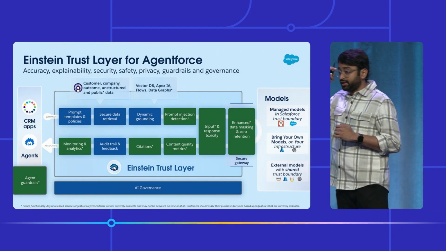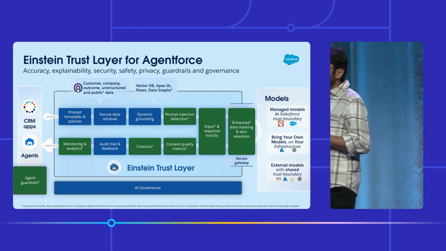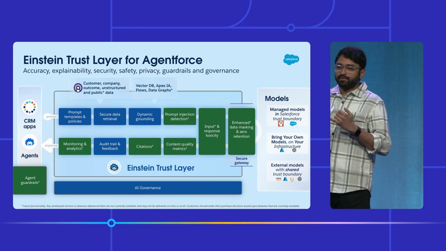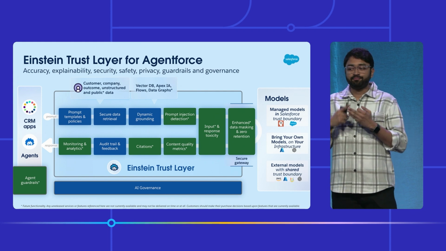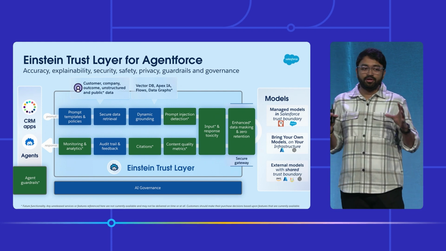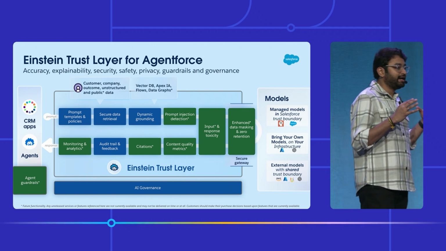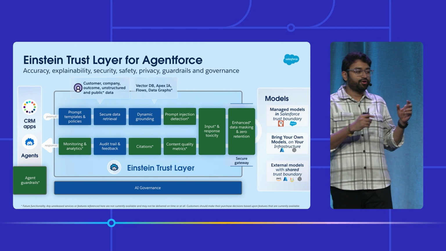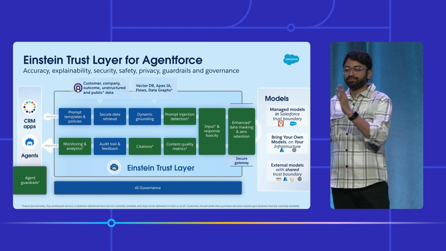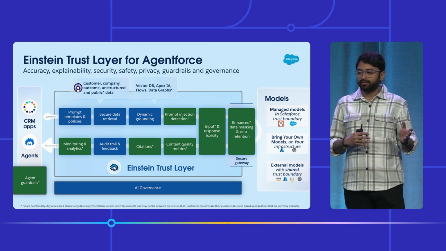Now, what is a trust layer? A trust layer is nothing but a bunch of tools, a bunch of processes, and a bunch of policies. It's a combination of all of these three that ensure your prompts and the data are safe when they move out from Salesforce, hit an LLM, and come back.